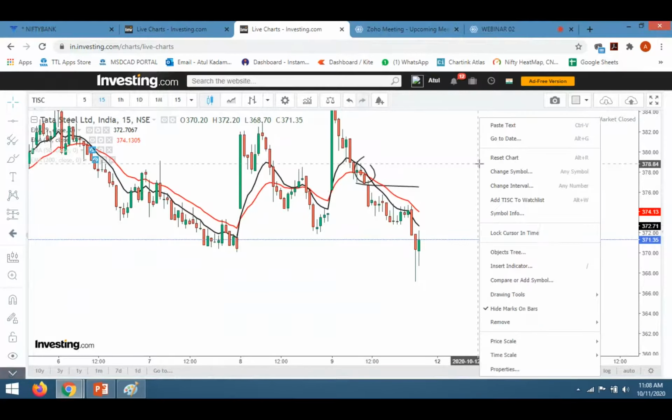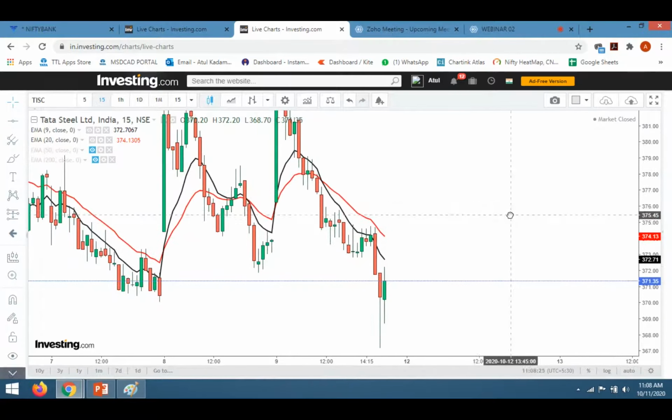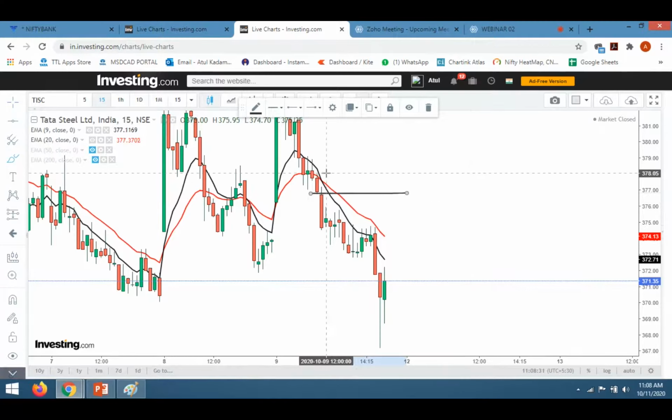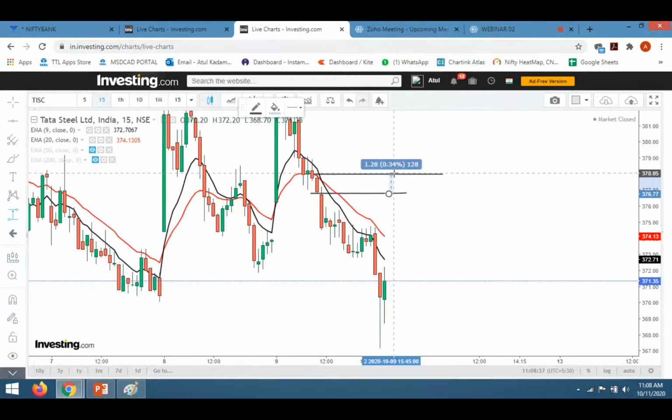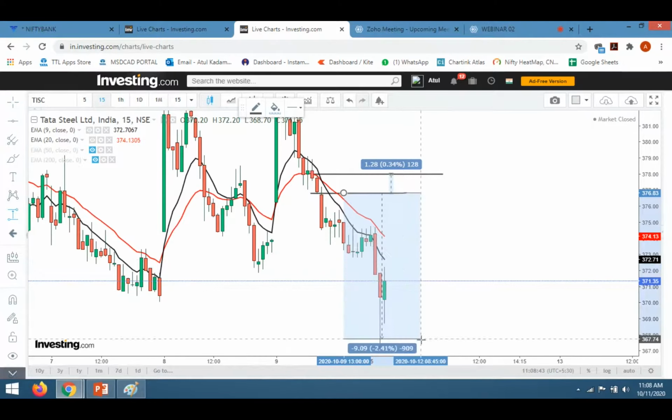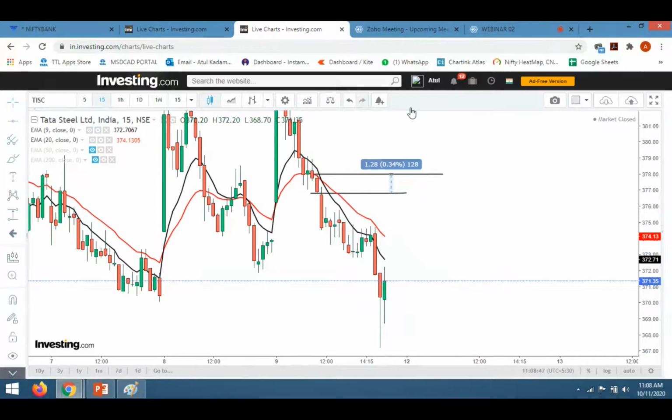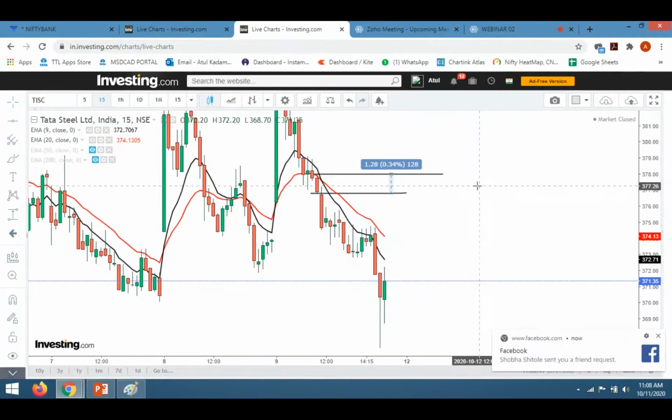If you take the example in front of my screen, Tata Steel, your entry candle will be this red candle. Below that you can sell, above that is your stop loss. So you know your stop loss, so you know how much risk there is. This is my risk for this trade, 1.28, 1.35 is my risk, and against that risk I have this much profit.